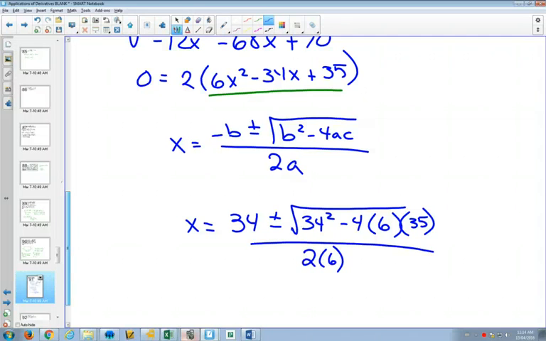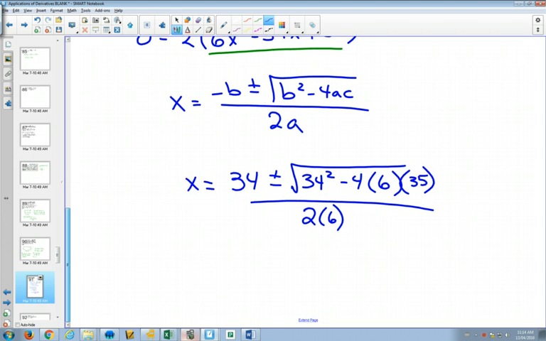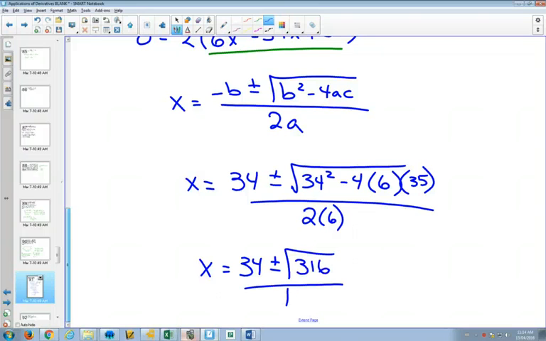And again, you would have to plug this into your calculator to see what you would get. Just doing some of the calculations separately, I'm going to do the 34 squared minus 24 times 35. That's 316. Now the square root of 316 is 17.77.